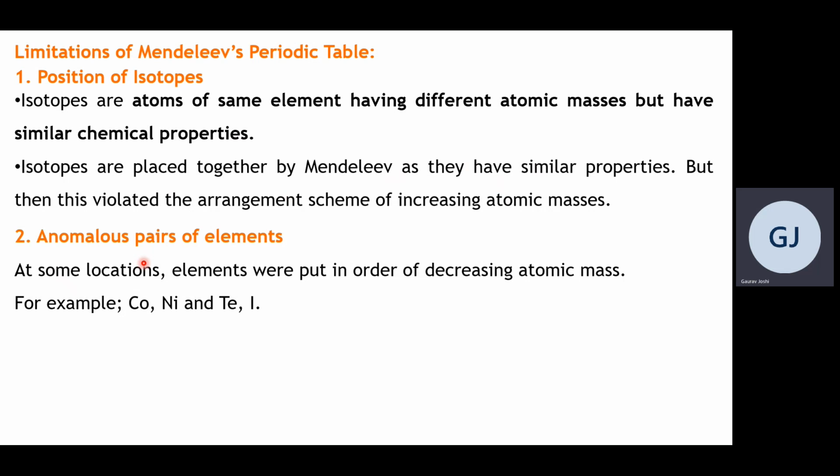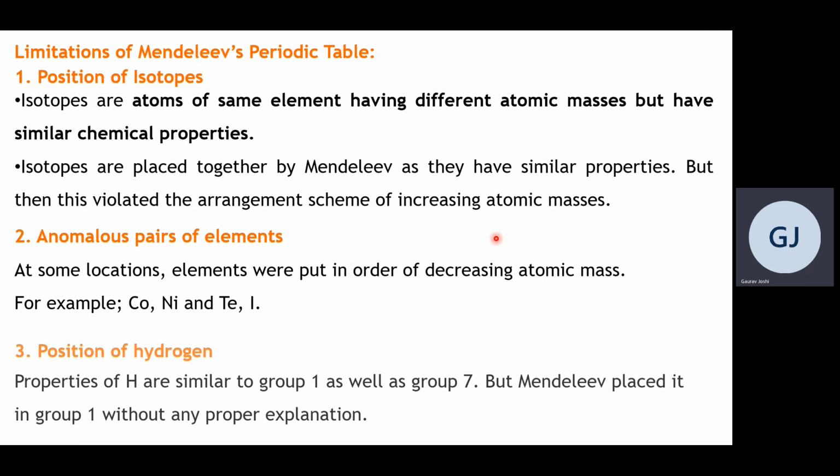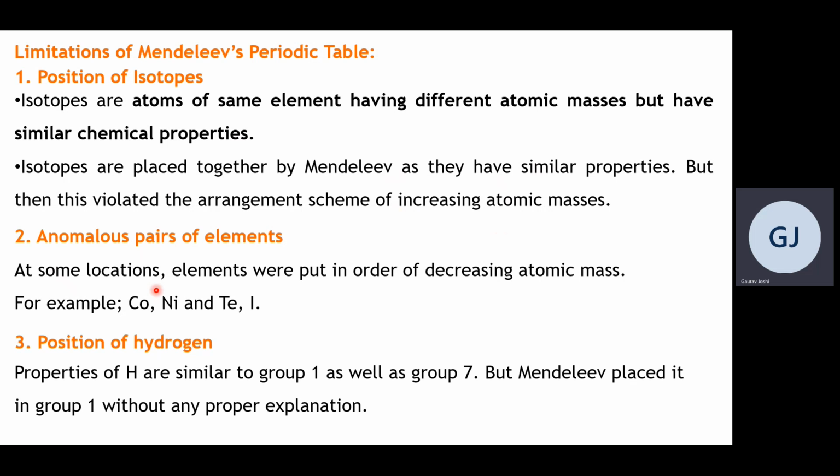Then we have some anomalous pairs of elements, right? At some locations, elements were put in order of decreasing atomic masses. He started by arranging the periodic table by increasing atomic masses, right? But at some places he actually used decreasing atomic mass also, which led to the failure of the Mendeleev periodic table, right? And the important one was hydrogen: the position of hydrogen in the periodic table was not defined, right?